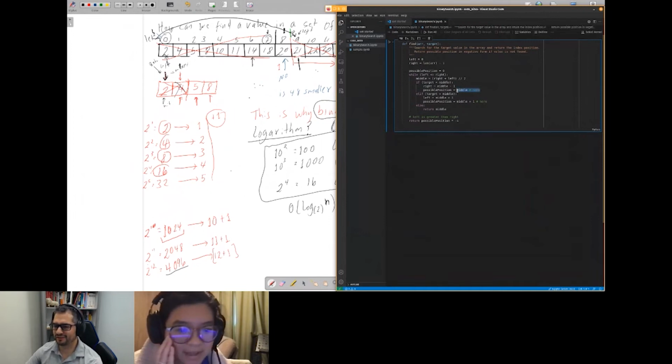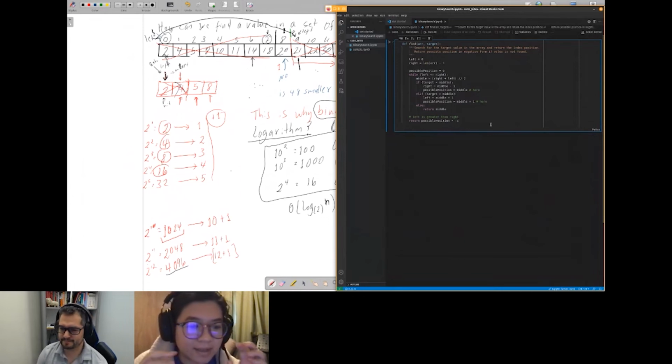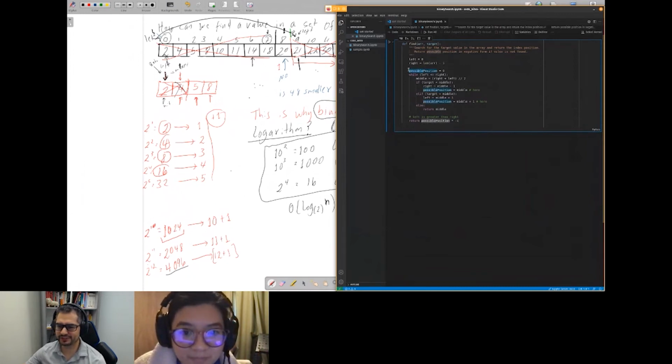Does anyone have any questions about how to find the possible position of where the number or element we're looking for should be? Yeah, and I will rename this to insertion position.